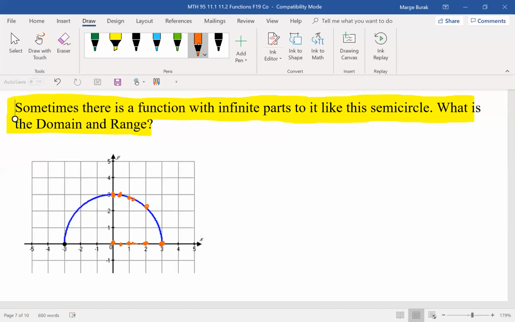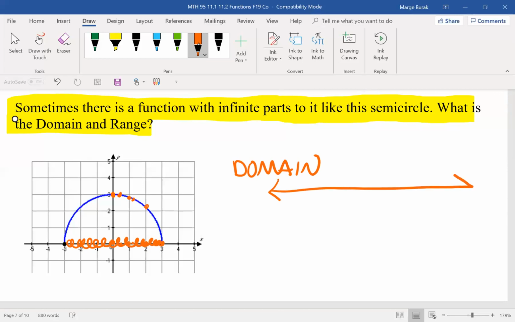Okay, so that's what this means. So the domain of this function is all of these numbers. Basically, they're the numbers on a number line from -3 to +3, including all of those in between. Zero is in there too, okay? That's what we mean by infinite.